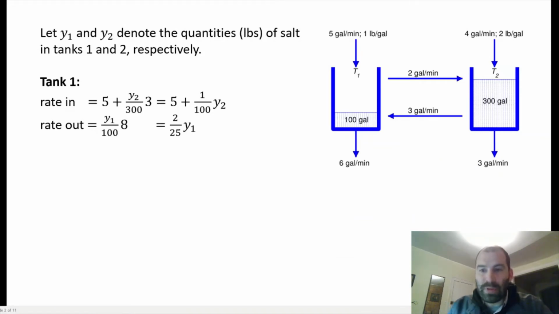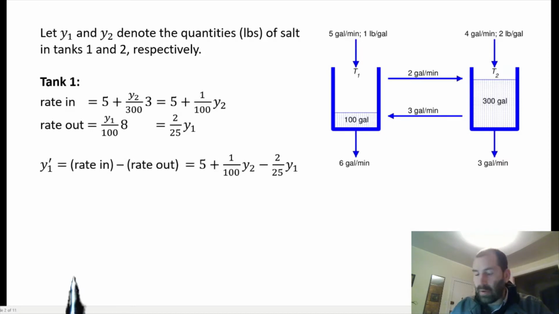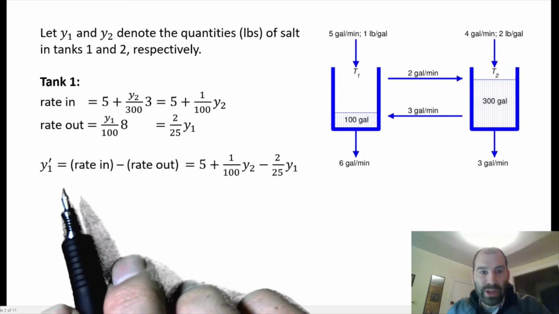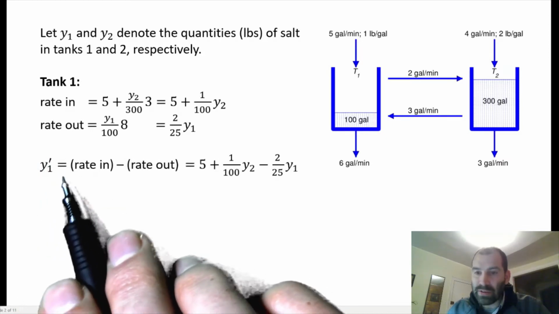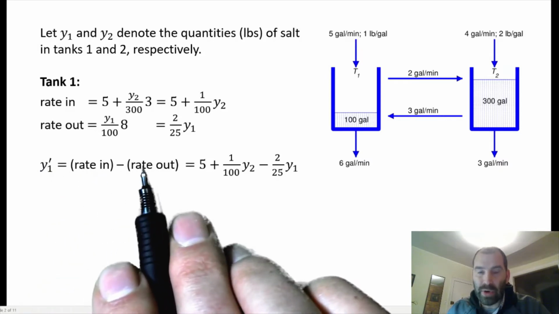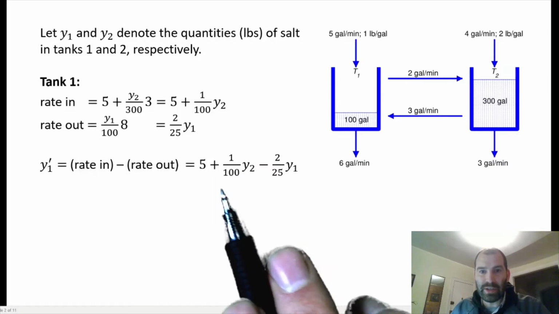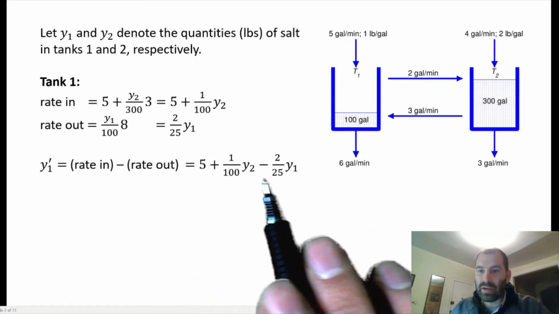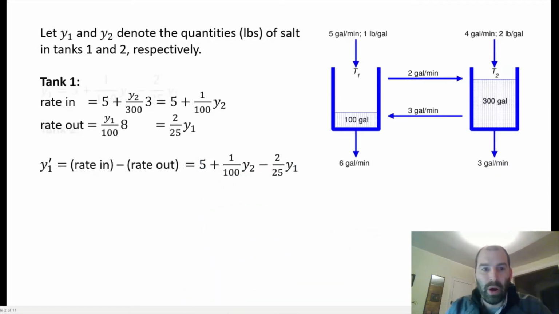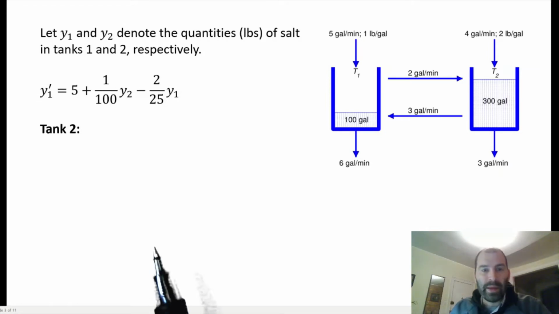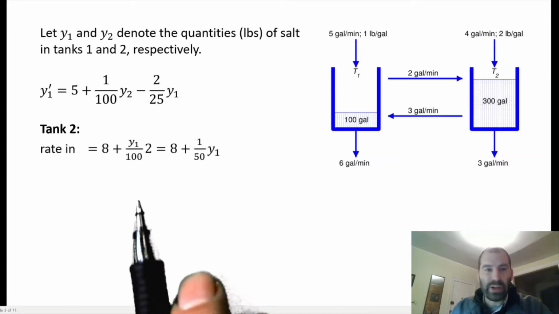All right, so we put these together to get our rate of change for tank 1. The rate at which the amount of salt is changing is rate in minus rate out. Put those two expressions together, and we get a differential equation for y1. Now we do the same thing for tank 2. All the considerations are the same, so I'll go through it quickly. We compute the rate in.